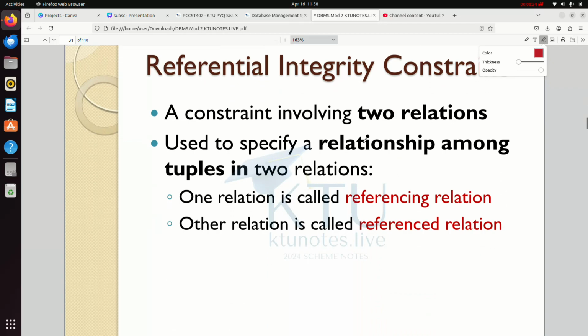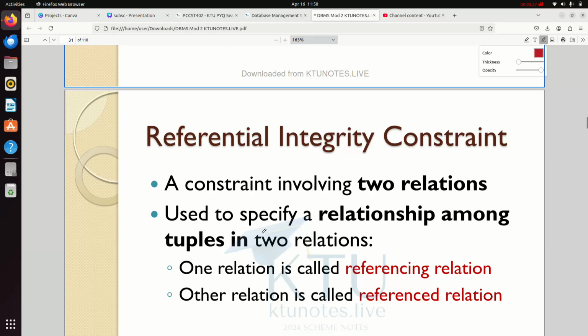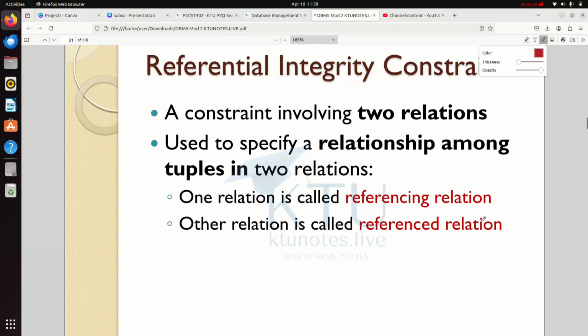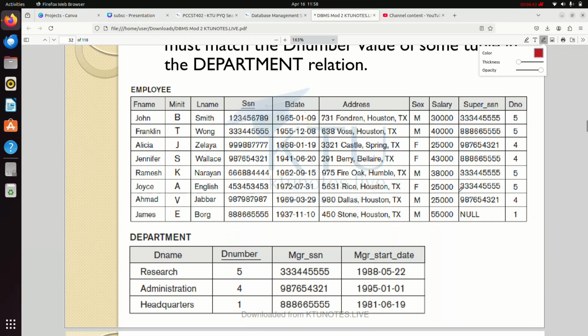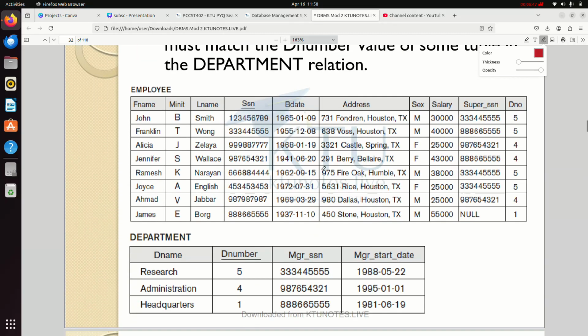Now referential integrity constraint means, you know, foreign key is involved. If a constraint involves two relations and there is a relationship among them, then the foreign key comes into play. Let's say one relation is the referencing relation and the other is the referenced relation. In this employee table, I am referencing the department number in the department table. So these are the referenced.